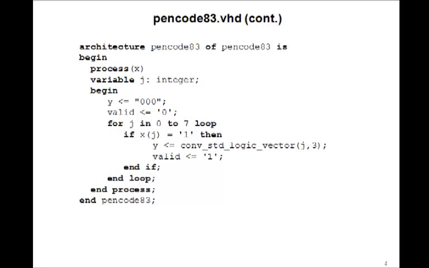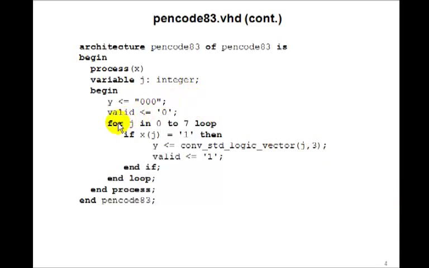Now, I claim that this architecture will be a priority encoder. So take a look at it and see if you can see any difference between this and the one we had for the encoder in the previous example. Well, if you look closely, you'll see that it's actually identical. It's the very same program. So how can this be a priority encoder?